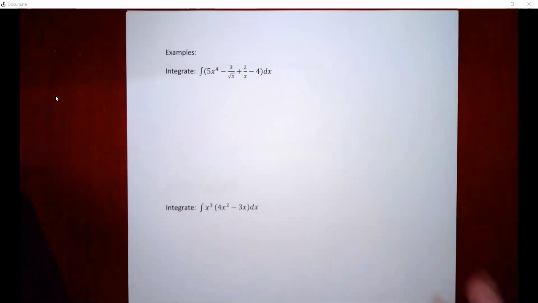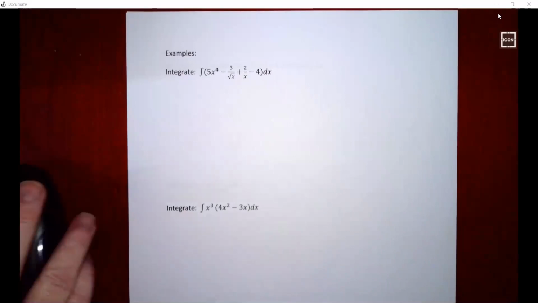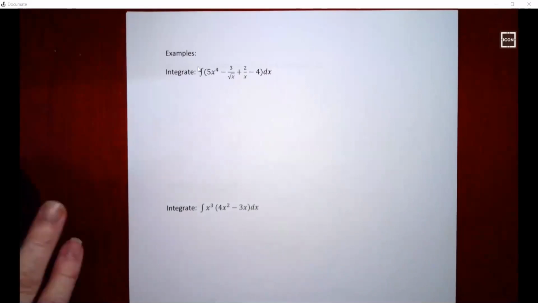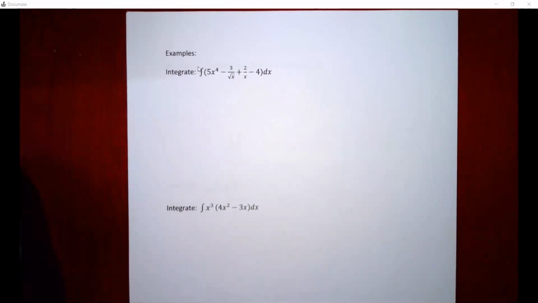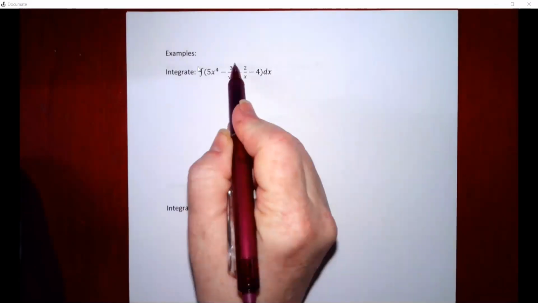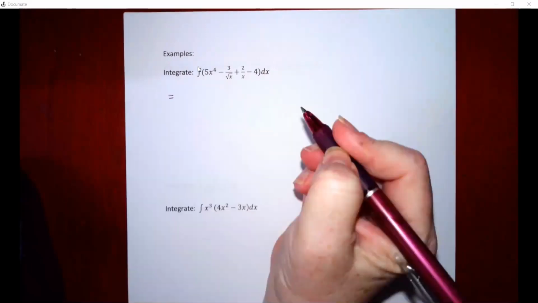What if I asked you to integrate 5x to the 4th minus 3 over the square root of x plus 2 over x minus 4? What do you think the first thing is that you would do? Do we separate all of them? Exactly, we would integrate them separately. And what would we need to do to this 3 over the square root of x? Get the square root out of the denominator.